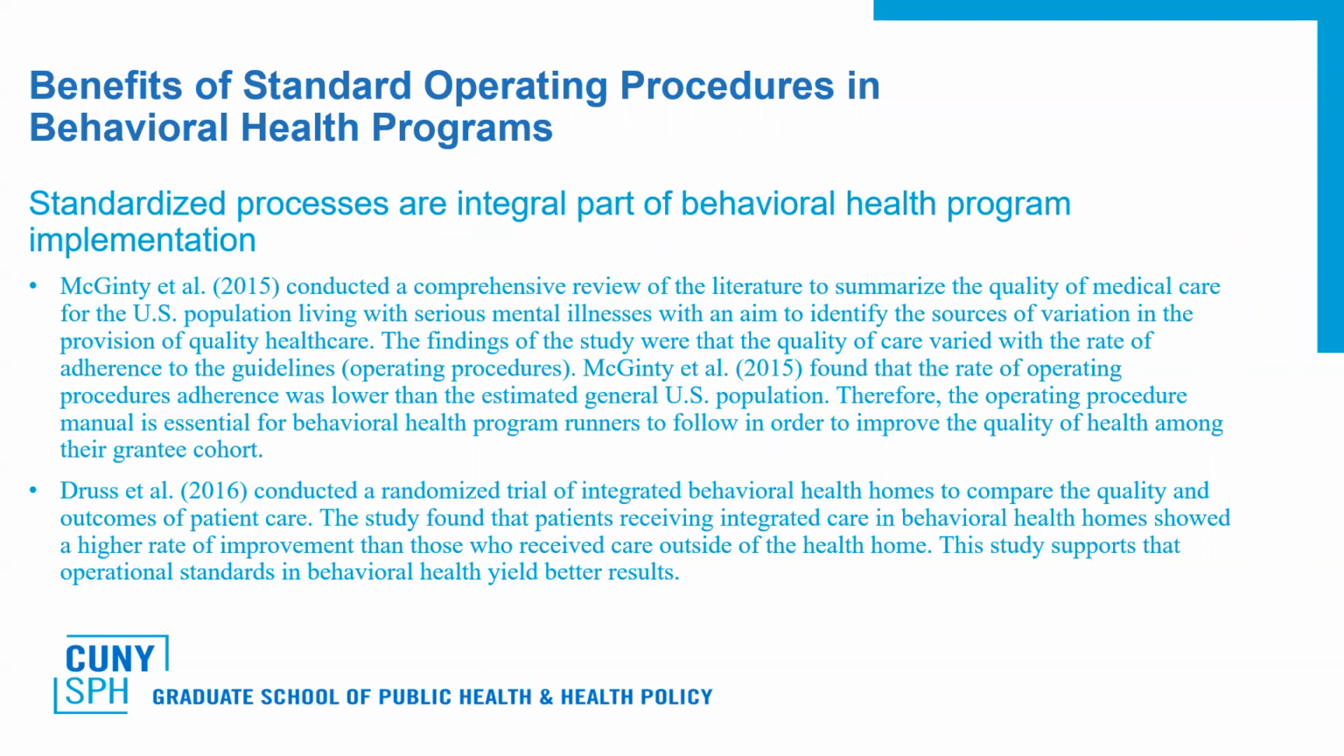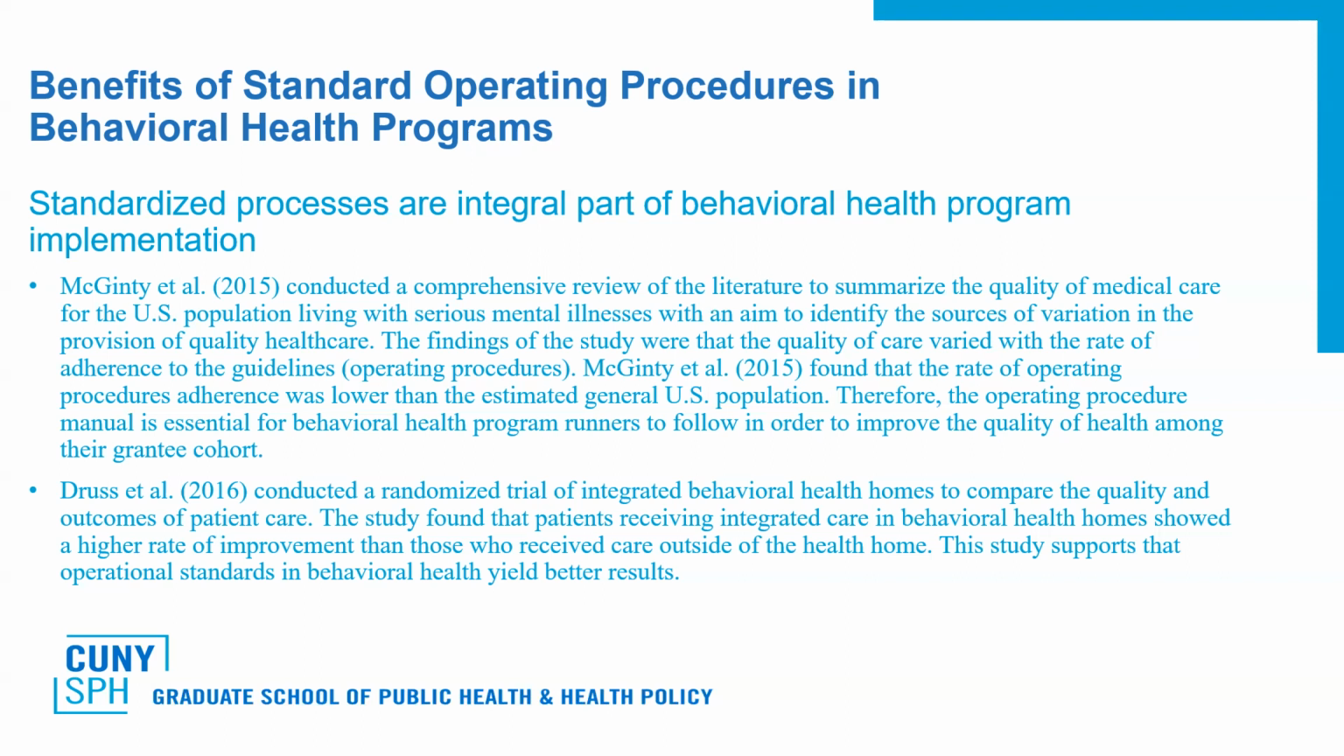One study done by McGinty et al. conducted a comprehensive review of the literature to summarize the quality of medical care for the U.S. population living with serious mental illness, with an aim to identify the sources of variation in the provision of quality health care. They used peer-reviewed studies between the year 2000 and 2013, which yielded a total of 778 articles. A sample of 23 articles was reviewed and summarized. The findings of the study were that the quality of care varied with the rate of adherence to the guidelines, also known as operating procedures.